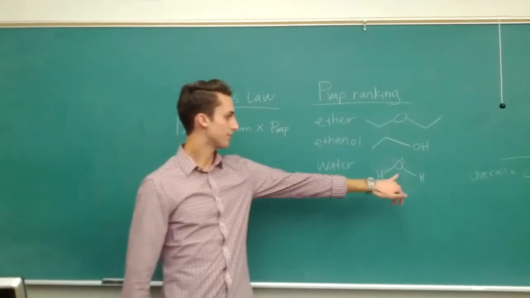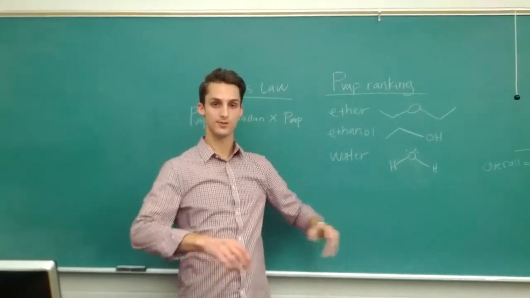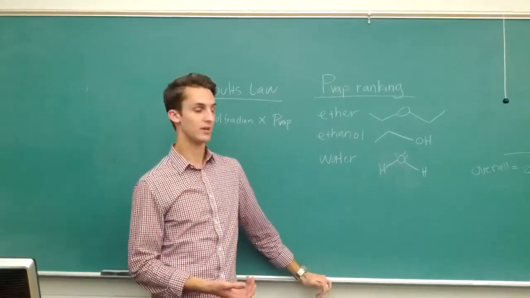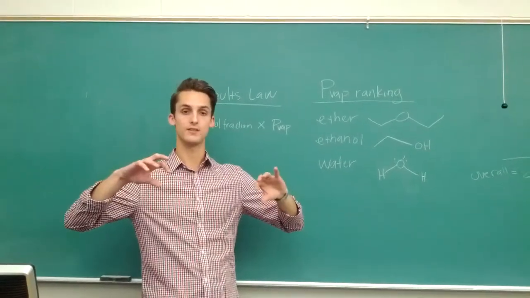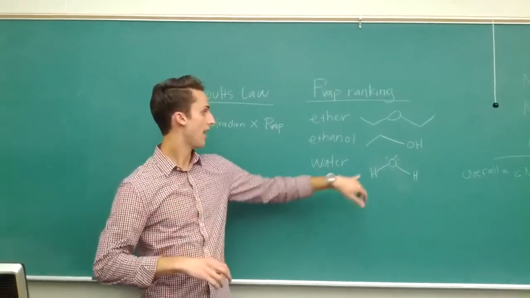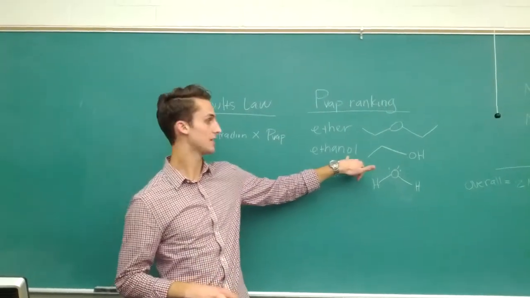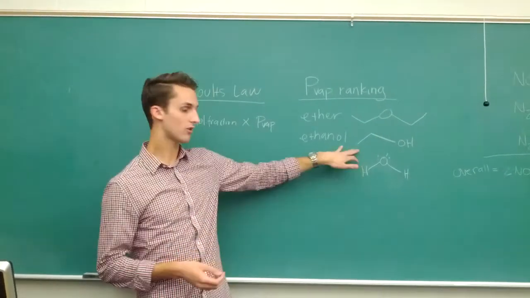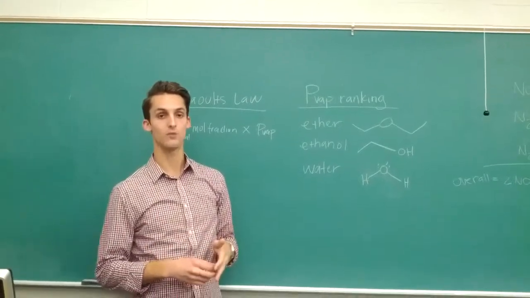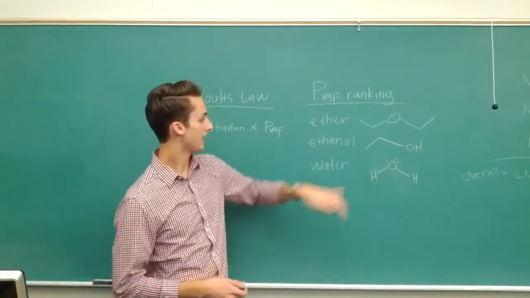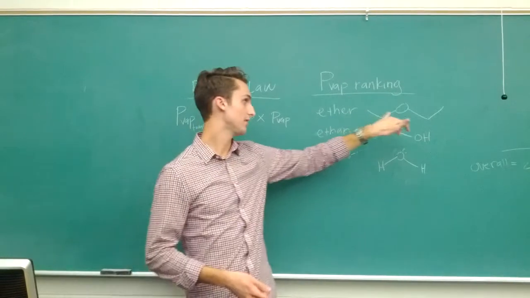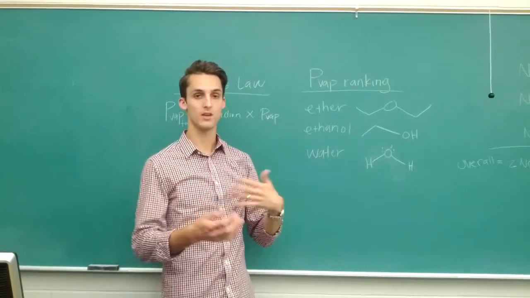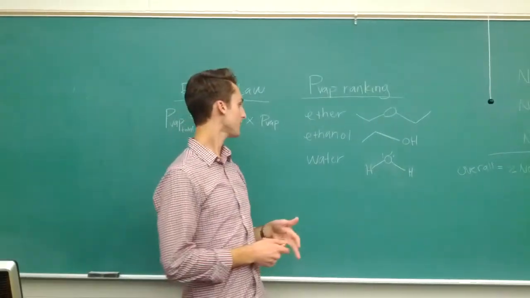So let's talk about water first. Water has two hydrogens on it, as you can see. So water is a great hydrogen bonder because it's able to hydrogen bond in two places on the same molecule. Ethanol, in contrast, only has one H on it, and so it can only hydrogen bond in one place. The alcohol still will hydrogen bond pretty well, but not as well as water. And lastly, the ether, as you can see, has no H on it, so there's not going to be any hydrogen bonding going on with that.